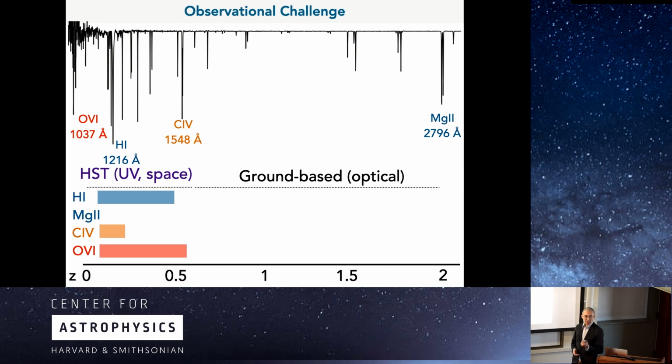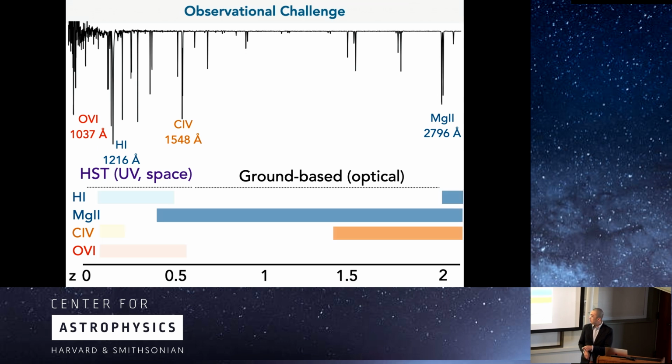But the next step one can pursue is to understand the cosmic evolution of the interaction between the multiphase circumgalactic medium and the galaxies. In order to do so, we need to shift into the optical region and detect absorption lines that trace gas in different phases using optical ground-based spectroscopic instruments. For example, the magnesium II absorption line can be detected in the ground-based optical region from redshift about 0.4 to 2.5, and carbon IV shifts into the optical region at about redshift 1.4.